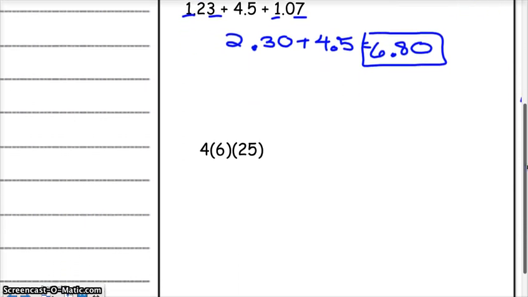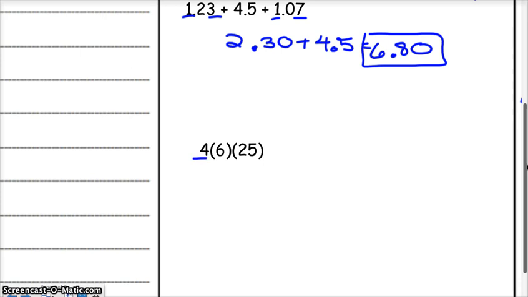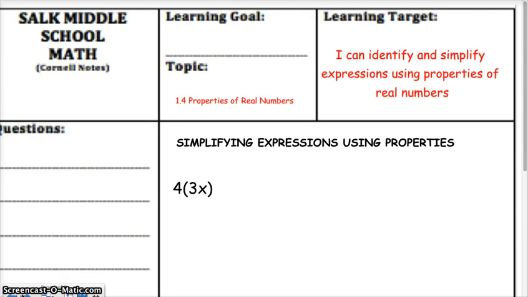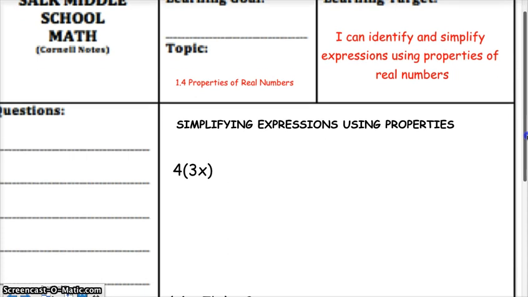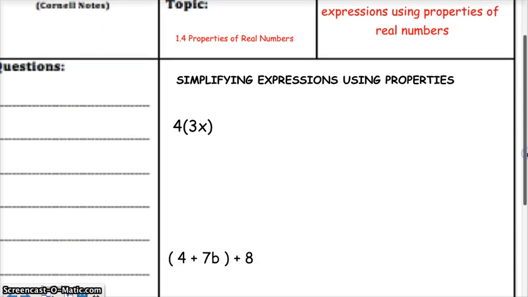Okay? 4 times 6 times 25. I see 4 and 25 is equal to 100. 100 times 6 is 600. Next page. We're going to simplify expressions using properties.